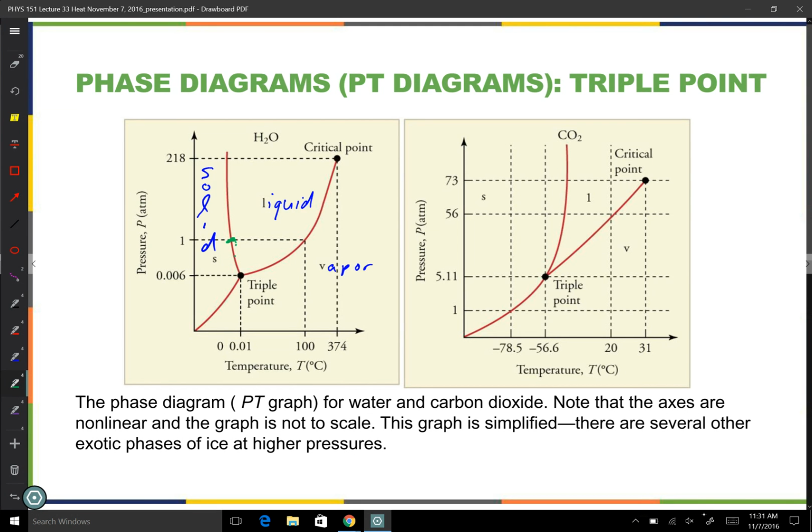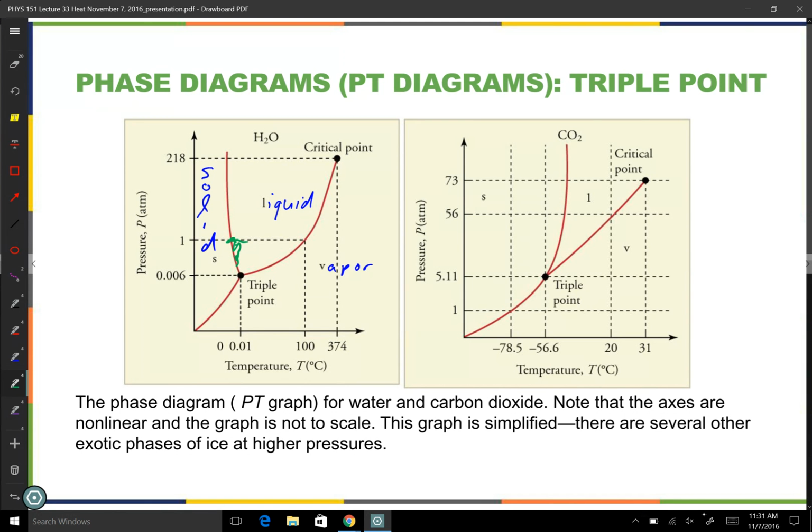So, okay, you're at the freezing temperature, so you're here. You increase the pressure and you go up here and it goes into the liquid phase. So when you compress water, you can go from ice to liquid, which is opposite of what most things do.